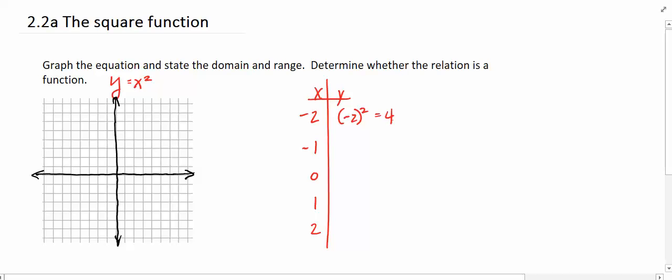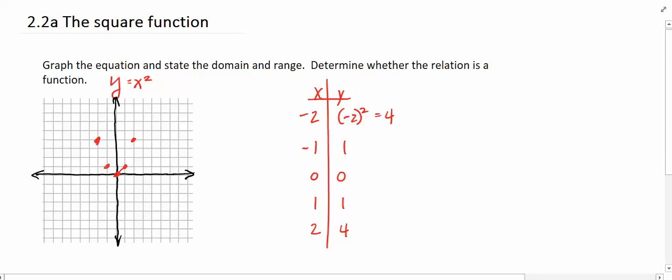We get out 4. I put in a -1, I get out 1. Then I get 0, 1, and then 4. So let's go ahead and plot the points. I'm going to start with (0, 0). So let's put in our (-2, 4), and we've got (-1, 1), and (1, 1), and (2, 4).